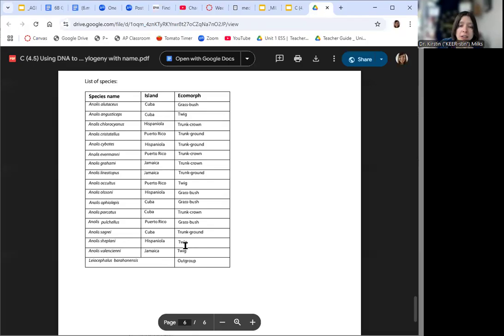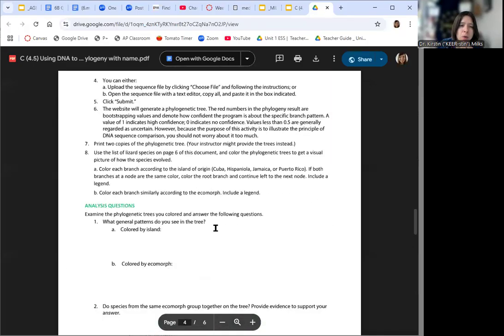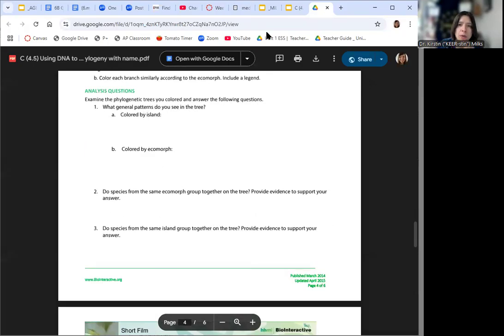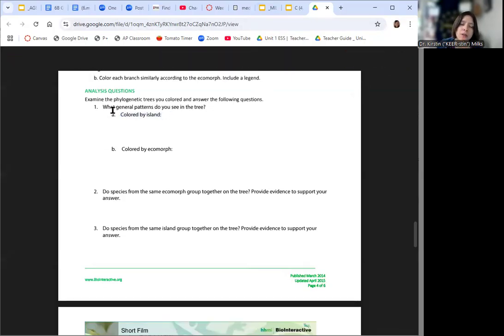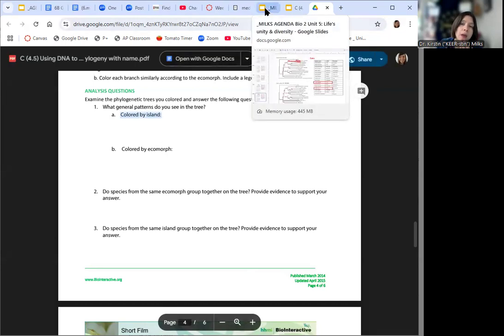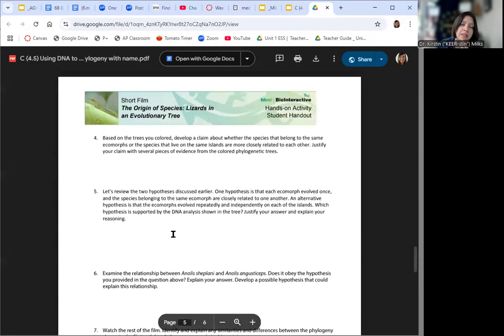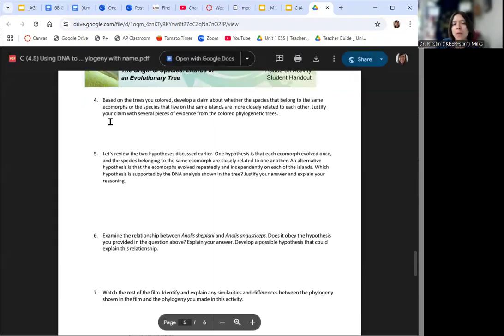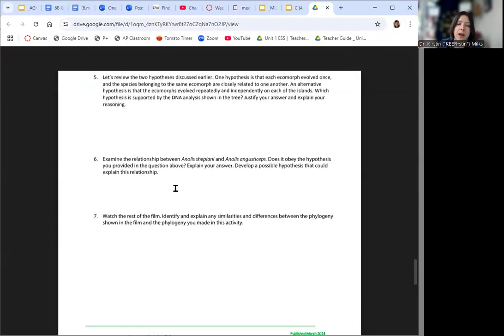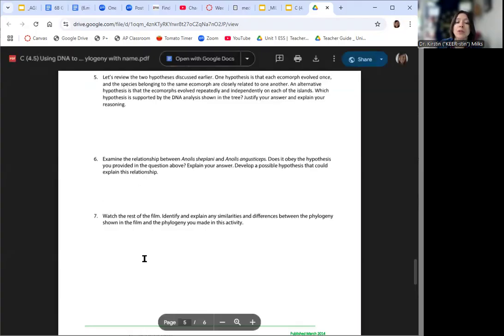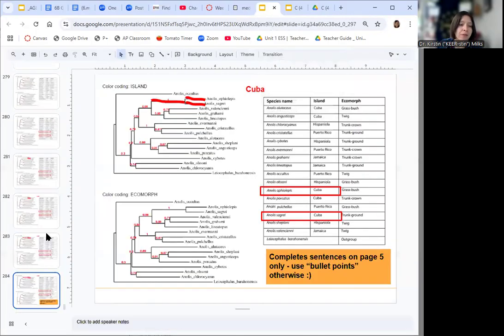So today you're going to continue through the assignment. You'll see that there are some questions from analysis 1, 2, and 3. You do not need to use complete sentences. General patterns are whether the colors are together or whether they are pretty separated in the pictures, and the pictures will give you that clear answer. And then for the questions on page 5, you do need to use complete sentences. So by the time you are done with this part of class, you should be done with question 4, question 5, and question 6. We'll do question 7 tomorrow, which will be great for us.